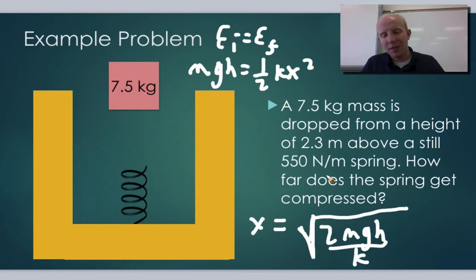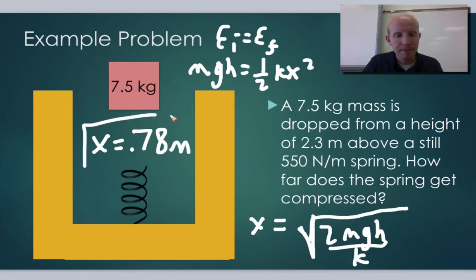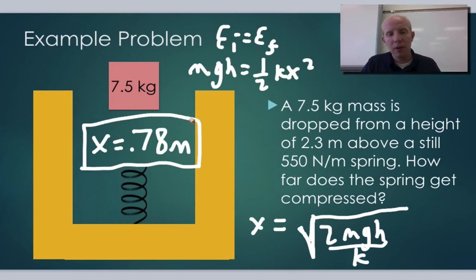Okay, now I'm not going to write down the numbers this time just for sake of space, but again, you'll just plug in everything we have. Okay, so square root of 2 times the mass, which is 7.5 kilograms, times 9.8 times 2.3 meters up, divided by 550, all square rooted. We get that it will compress the spring a distance of 0.78 meters. Okay, there we go. So again, super powerful just by knowing our starting and final states. If we can relate it to energy, we can solve for these properties.